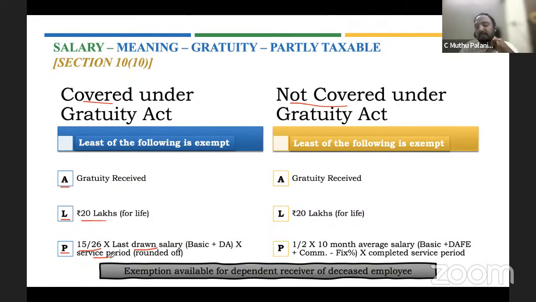So why 15 by 26? Typically a month will have 4 Sundays, so working days could be 26 days. Saturday is also working in most of the factories and other places. Saturdays will be working, manufacturing will be happening.